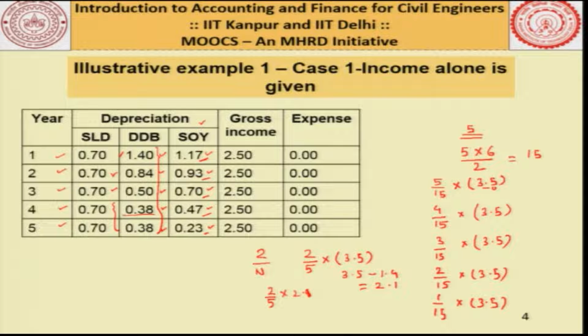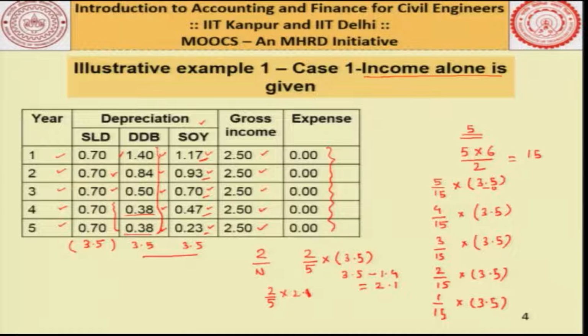So, I have switched it over at year 4, and you can see that is the reason this value is 0.38, which is same as 0.38 here. Now, if you sum for all the 3 cases, they are going to be the same. So, this is also 3.5, this is also 3.5, and this is also 3.5. Now, gross income, which is annual value given to us in this particular problem, is 2.5 lakh every year for next 5 years. As I told you, in this particular example, we are dealing only with income. So, expense is given to be nil here.